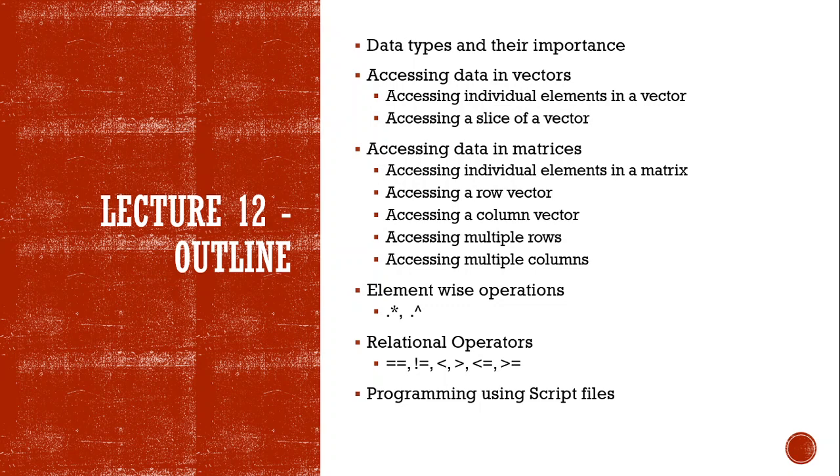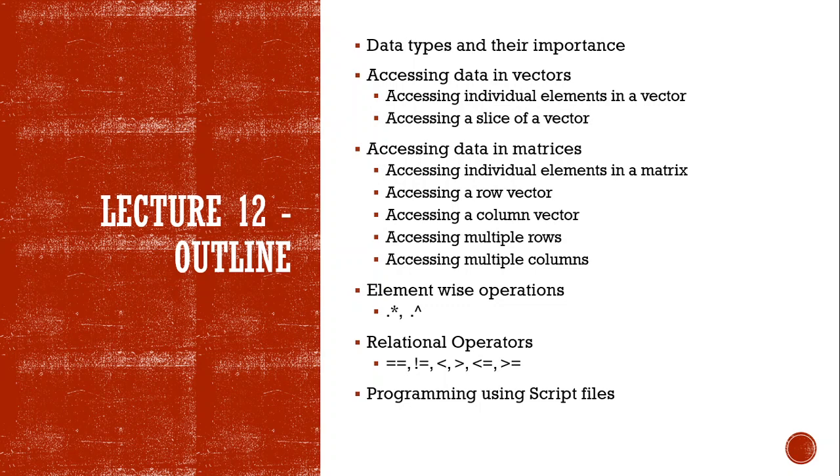we have learned how to create vectors and matrices. Today we are going to see how we can access data stored in those vectors and matrices. We will learn how to access individual elements of a vector and a matrix, and how to access different slices of a vector or a matrix, or how to access different rows or column vectors inside a matrix, and accessing multiple rows or multiple columns and all these things.